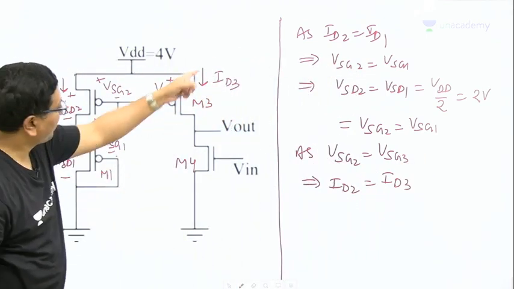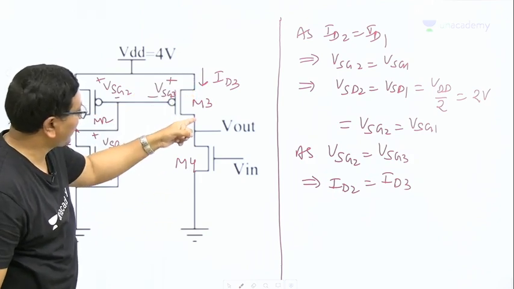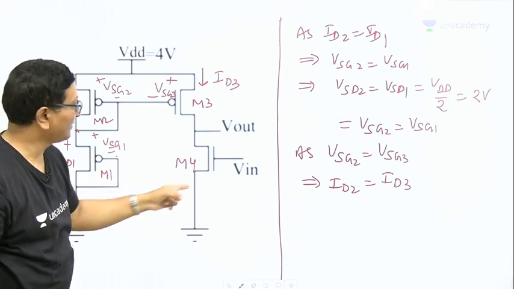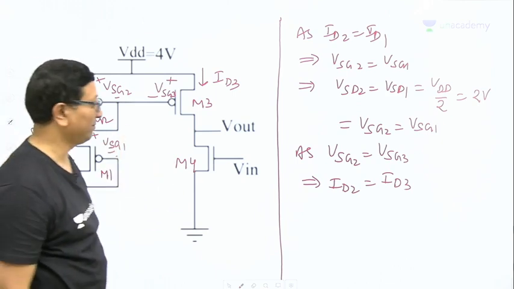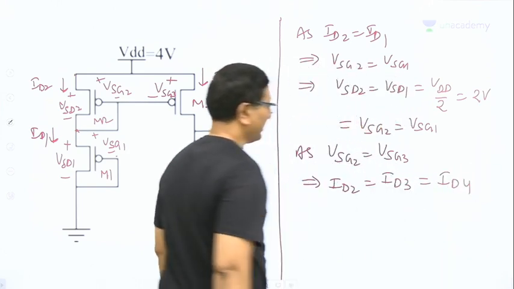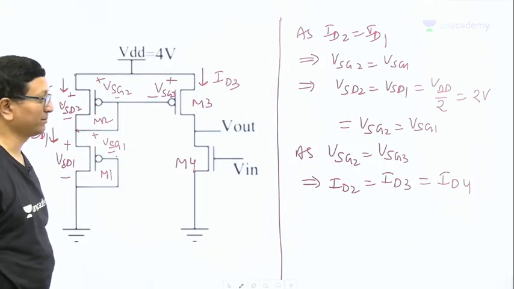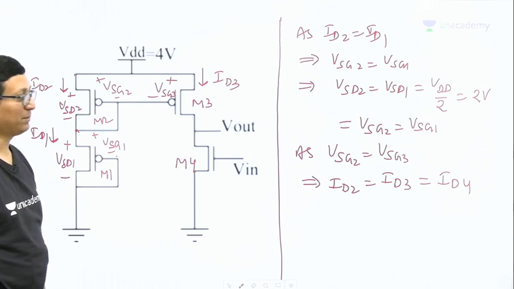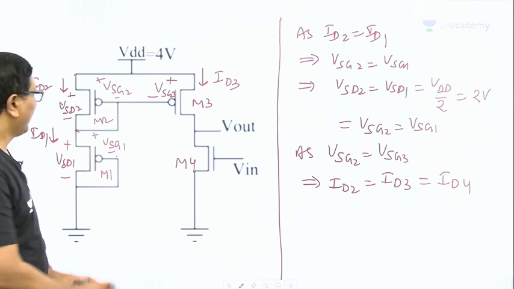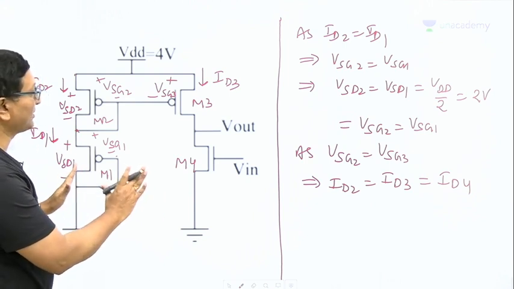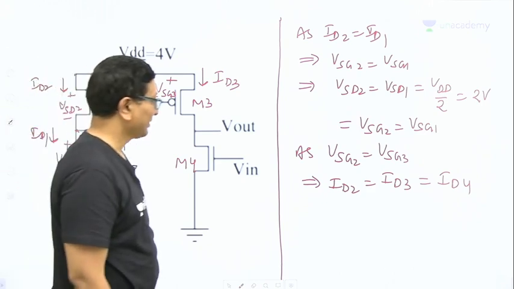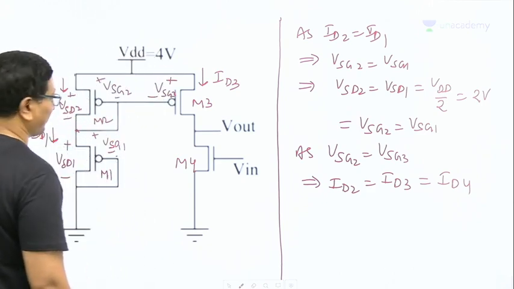And one more thing, whatever the current carried by M3, the same thing should be carried by M4, which is an NMOS transistor, that is of course equal to ID4. ID3 is equal to ID4. These are the points we can see from its DC analysis. Here I am not using any AC parameters, I am just finding the currents. Okay, keep it aside. Next point.